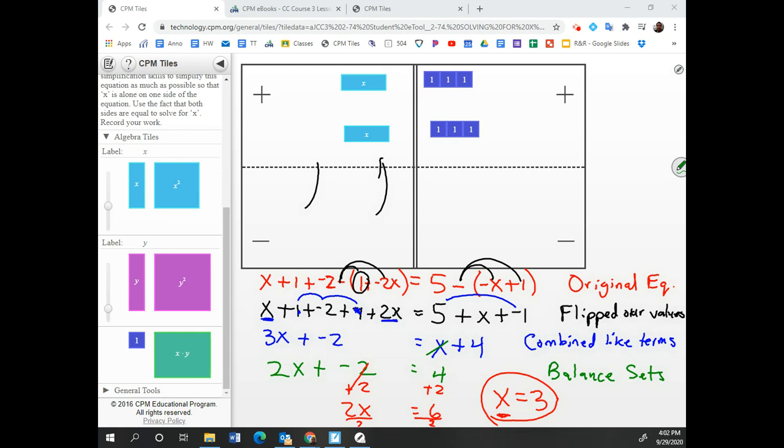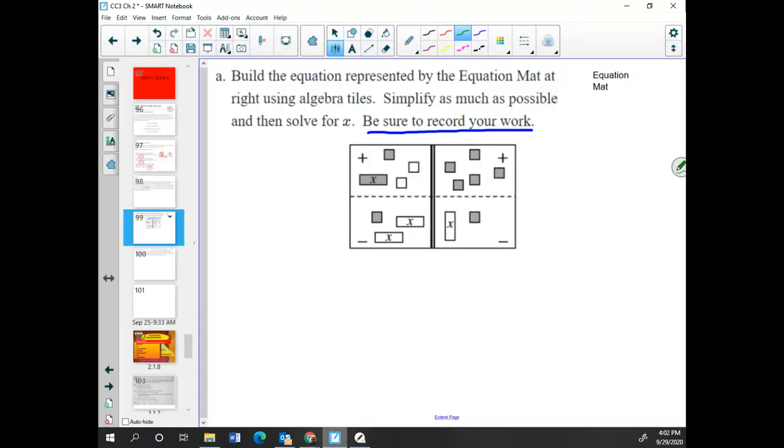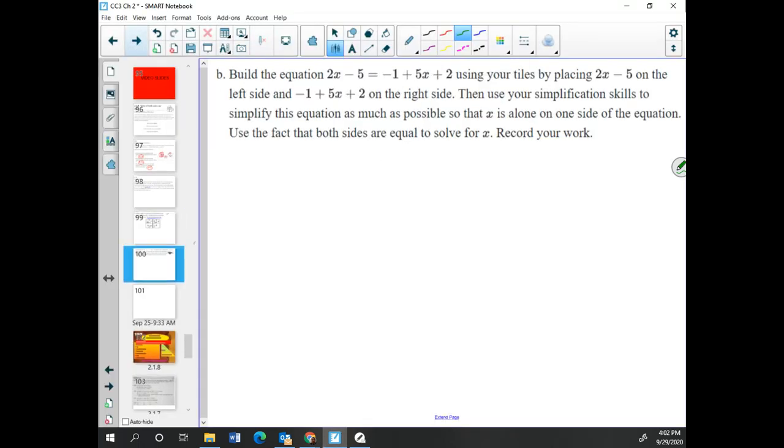We're going to do one more problem here, okay? And that problem is part B of this, and it says build the equation 2x minus 5 equals negative x plus 5x plus 2. You're going to build that equation, and then look, it even says 2x minus 5 on the left side and 1 plus negative 1 plus 5x plus 2 on the right side. Then use your simplification skills to simplify this equation as much as possible so that x is alone on one side of the equation. Use the fact that both sides are equal to solve for x and record your work.